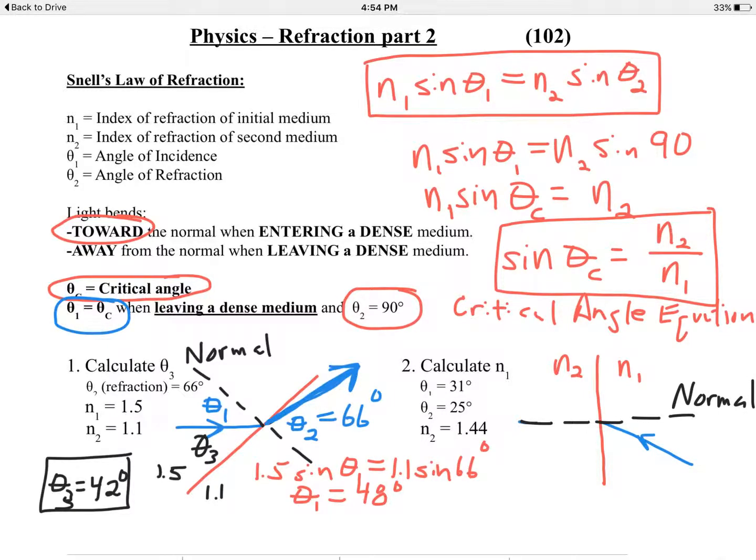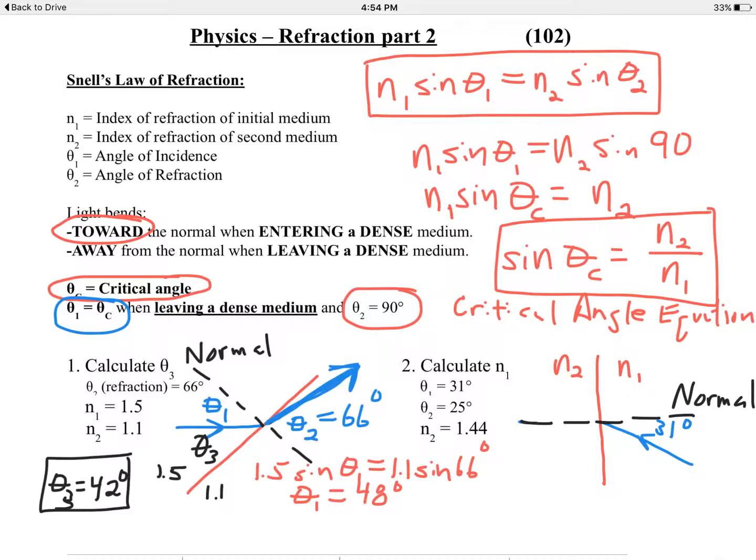Alright, so I know in this case that theta sub 1 is 31 degrees. I was given that in the problem. This is 31 degrees measured with the normal. And theta sub 2 is 25. So the angle theta sub 2 is less, so I'm bending toward the normal. So I know that n sub 2 is a thicker or denser medium optically than n sub 1 because I'm bending towards the normal. Theta 1 is 31, theta 2 is less.